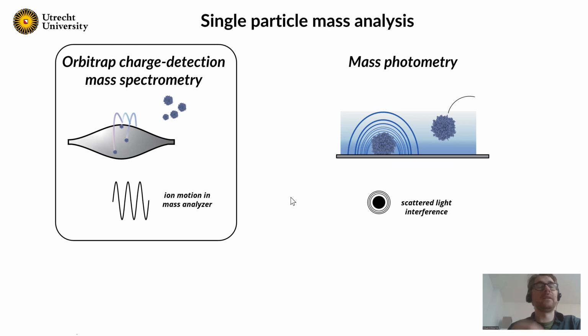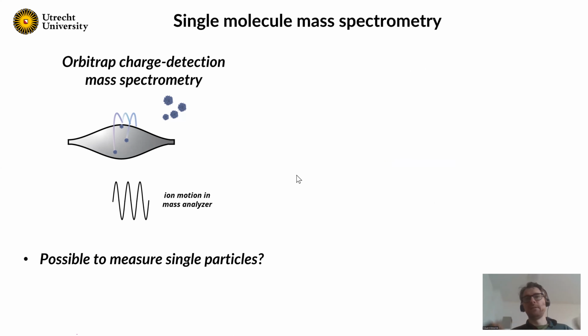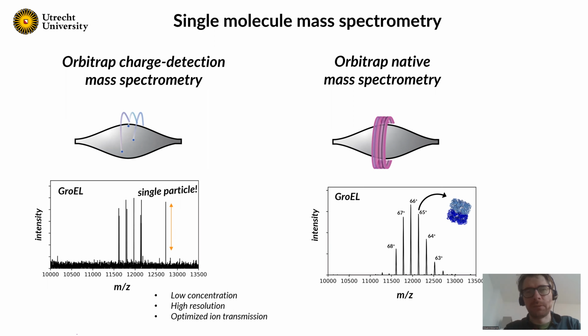All right, so first the Orbitrap charge detection mass spectrometry. Is it possible to actually measure just a few particles or a single particle in the Orbitrap at a time? Yes, it's possible. For instance, with GroEL, if you use a very low concentrated sample and down-tune the machine to allow only a few GroEL particles at a time in the Orbitrap, you get a spectrum like this. You see these small peaks, like spikes, where every peak is a single GroEL particle that is spinning in the Orbitrap and gives a signal.